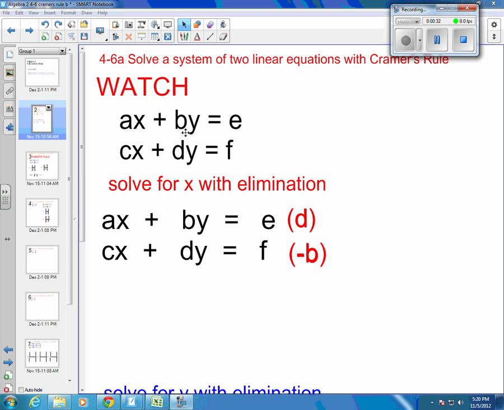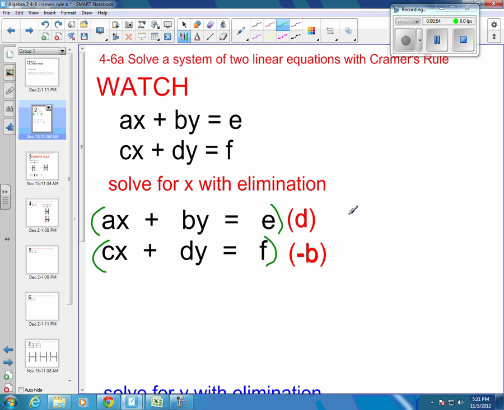We want to solve this with elimination. We could multiply the top row by D and the bottom row by B, and that would eliminate my Y's, and then I can get my X's by themselves. So let me go ahead and do that. I'm going to multiply this top row by D, this bottom row by B.